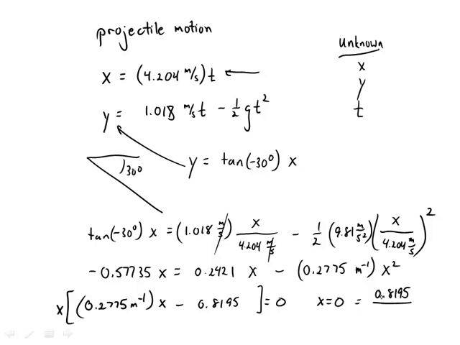0.8195, all divided by 0.2775 meters to the minus 1. Of course, that's in the denominator, so when I bring it up, I'm going to get meters, which is what I want. So 0.2775, and that's going to give me, I'll write it up here, x is then equal to 2.953 meters. And I'm interested in d, which is here. There's x right there. And so x over d is equal to the cosine of 30. So d is equal to x over the cosine of 30. And so d is equal to 3.41 meters.